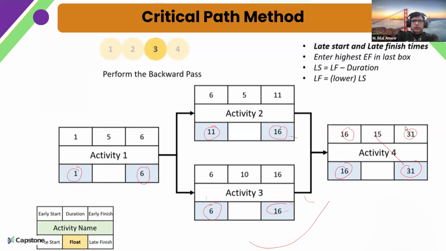So for the backward pass, what are you considering here to get 6? The lesser of the two. Yeah, when we are doing the forward pass, we take the higher of the two. And when we are doing the backward pass, we take the lesser of the two. Okay.